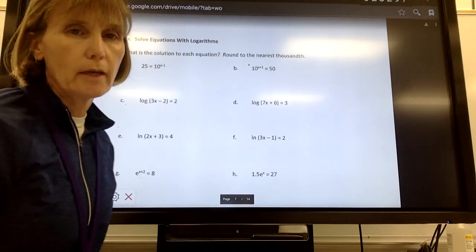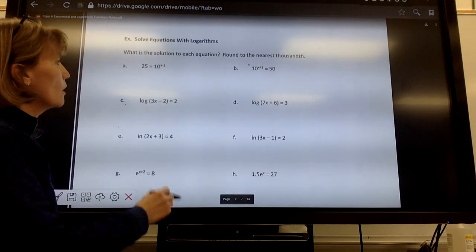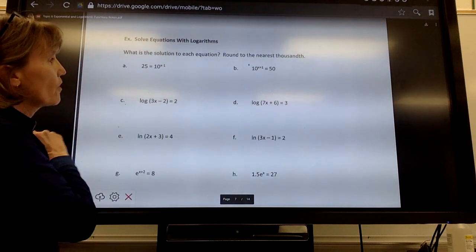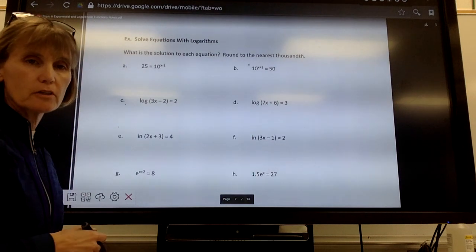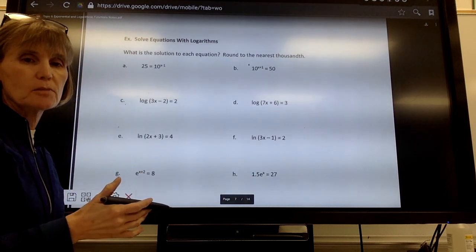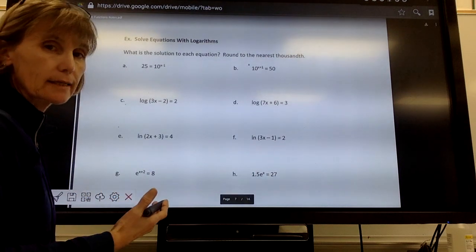All right, today we're going to look at how to solve equations using logarithms. In the first example, we have 25 is equal to 10 raised to the x minus 1. The variable that we're trying to solve for is in the exponent spot, so we've got to do something to get it out of that exponent so that we can isolate it.